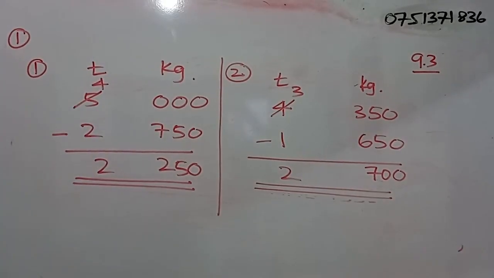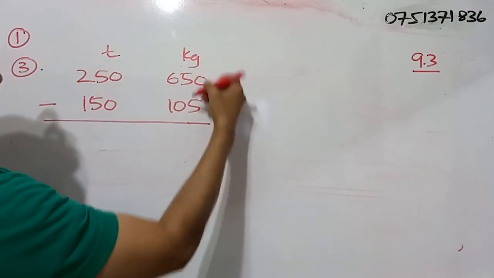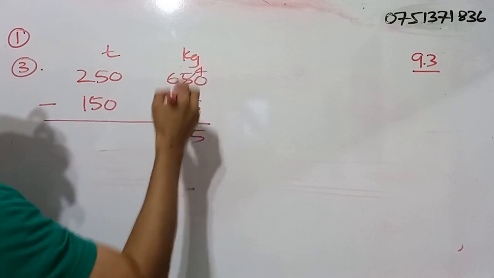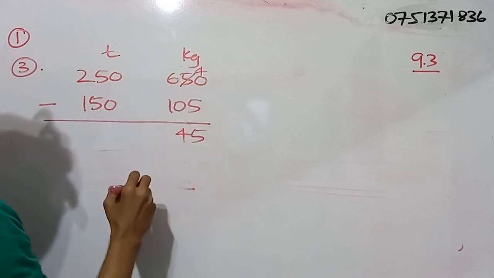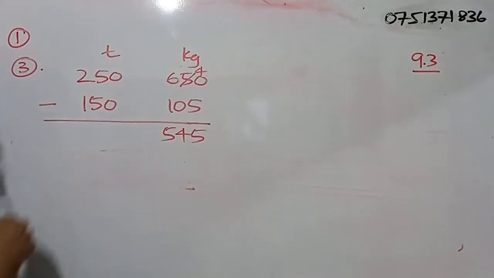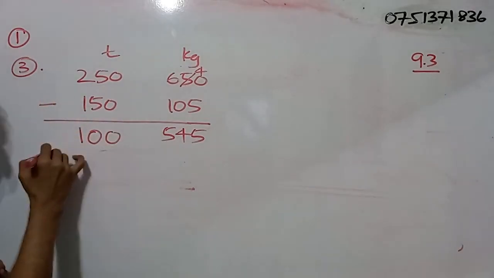That's the answer. 0 minus 5 we can't do. 10 minus 5 we know that is 5. So here the remaining digit is 4. 4 minus 0, that is 4. 6 minus 1, that is 5. Okay, so 250 minus 150, what do we get? 100.